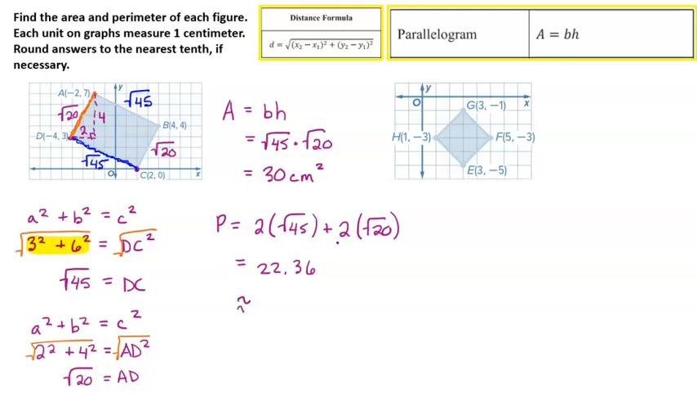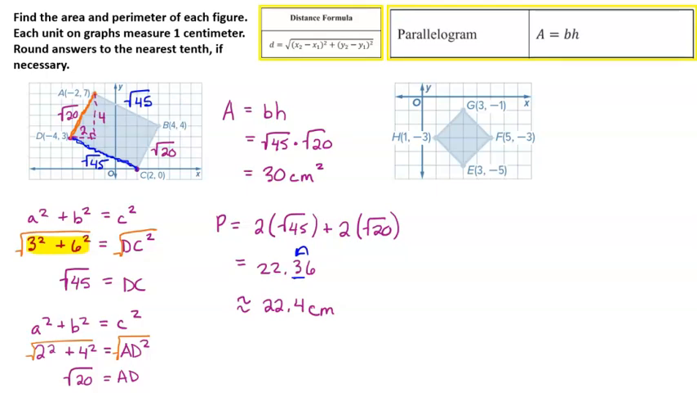And that's going to be approximately 22.4 because the 6 is going to make that 3 go up. And that's going to be centimeters. So now let's move on to this square.